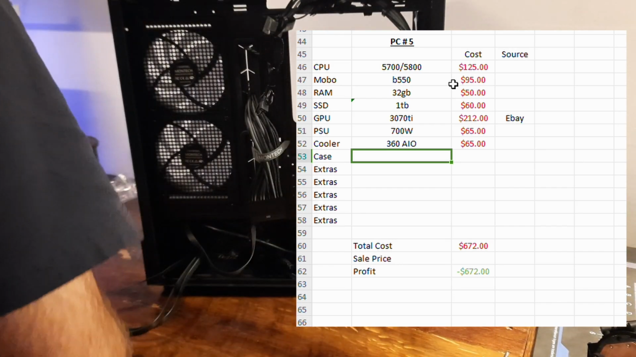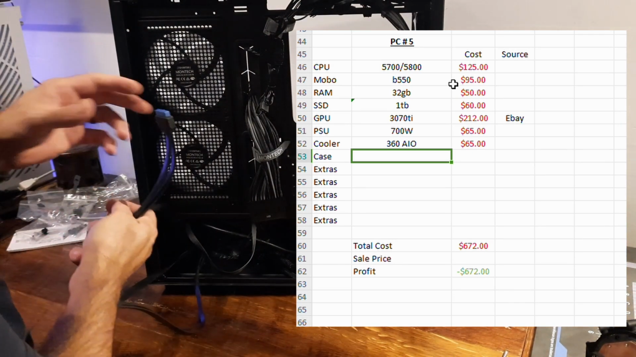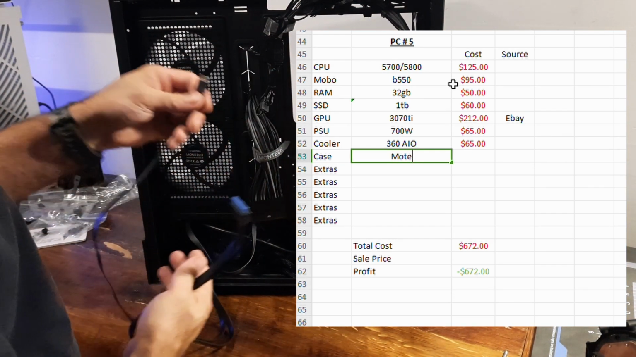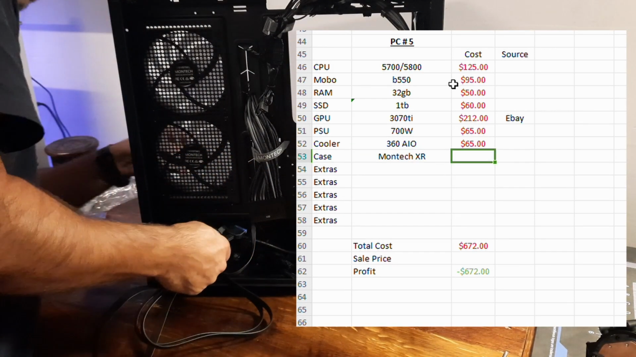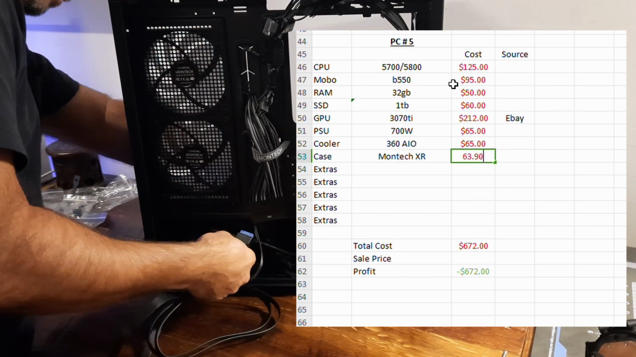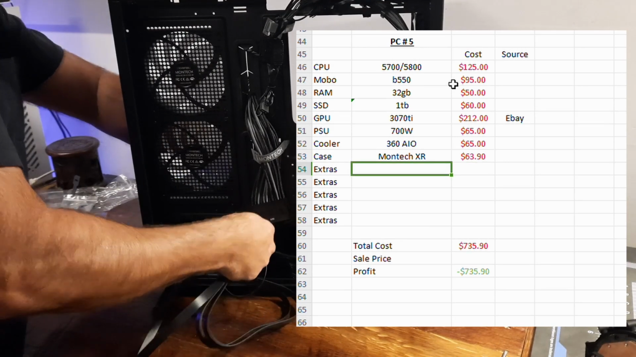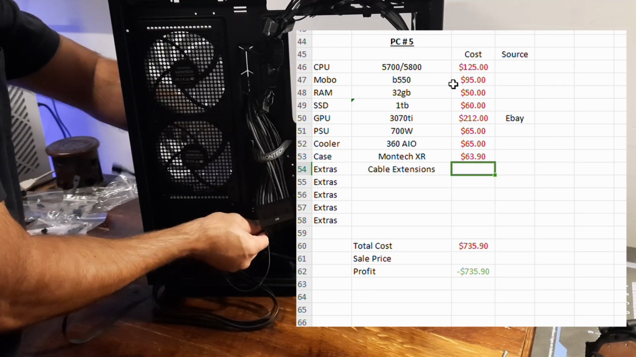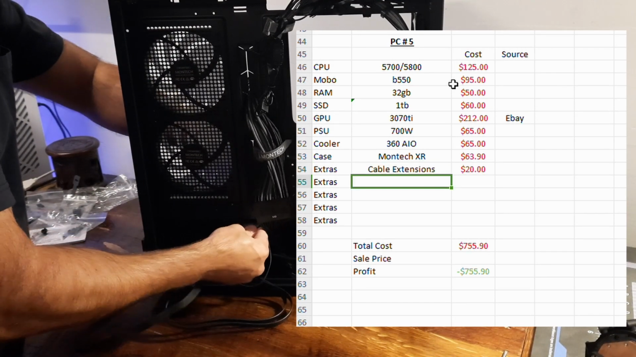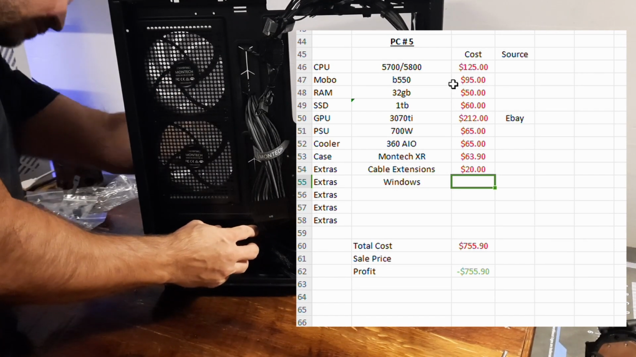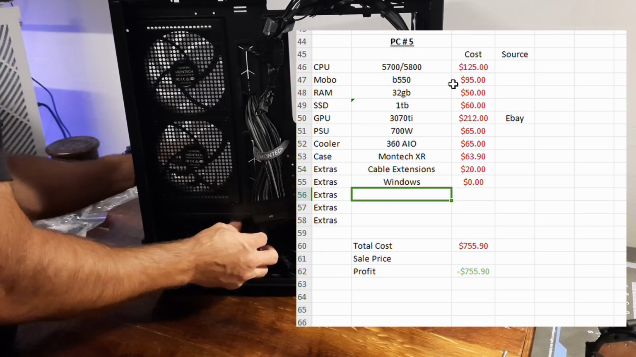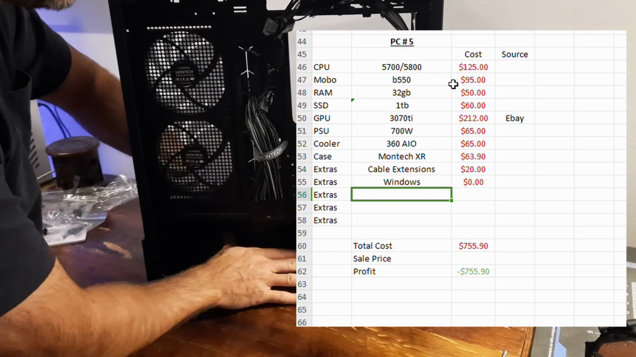The case, I bought the case before I bought any of these other parts. It is a Montech XR, and I paid $63.90 for it, so I do know the price of that. Now, some of the extras I'm going to need, cable extensions. Those are around $20. I know I'm going to need Windows. We'll set that as 0 for the moment. And that should be it.